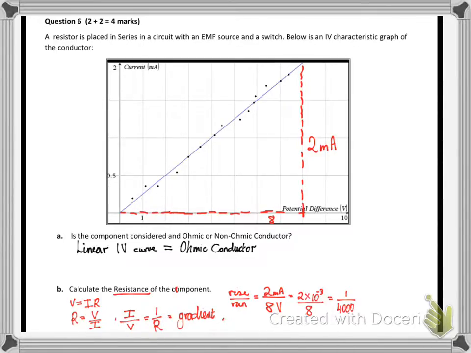So what would the resistance be? Yes, the resistance is 4,000 ohms, or 4 kilo ohms. There it is. Well done. So how'd you go with that one?